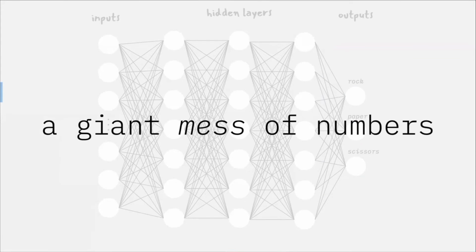The key to figuring this out is to remember that this neural network, this model, is a giant mess of numbers. And before I go on, let's talk about numbers.